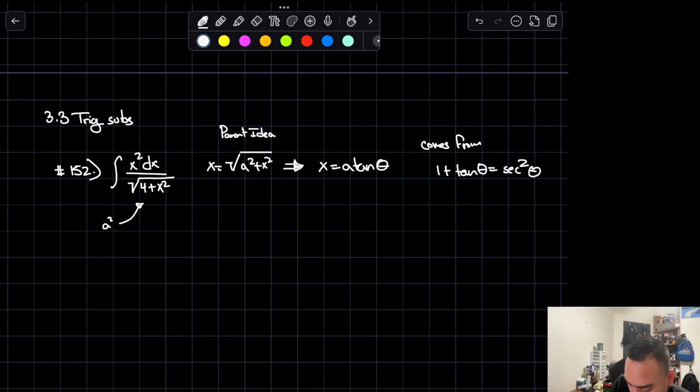a squared is this right here, so it's just basically 2 squared. So x is equal to 2 tan theta, right? Because a is equal to 2. A squared is equal to 4.